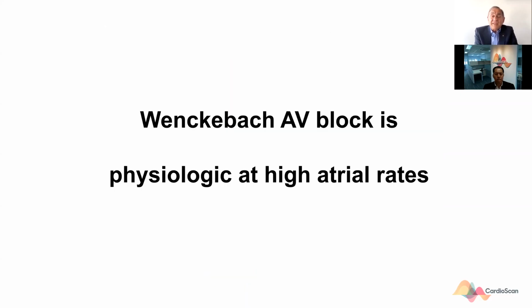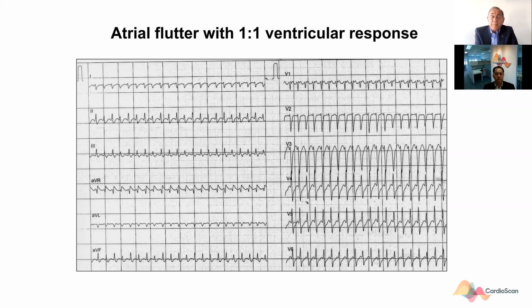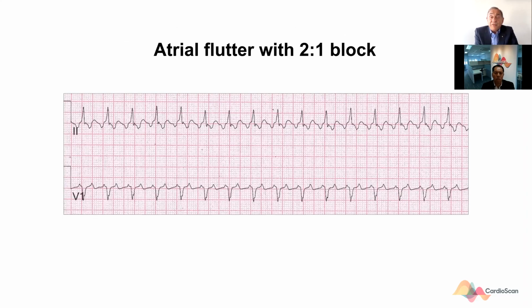Wenckebach AV block is physiologic, particularly at high atrial rates. Have a look at this example. We can see atrial flutter with 1-to-1 ventricular response. This, of course, can cause sudden death. This is not something that we like to see. And thankfully, in our heart, we have the AV node, which is a blocker. And that blocks the conduction at fast heart rates so as to create something like this with atrial flutter with 2-to-1 block. So these blocks come in maybe, let's say, at 200 beats per minute.